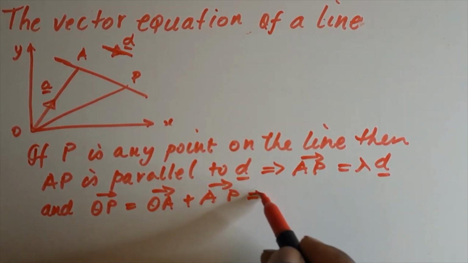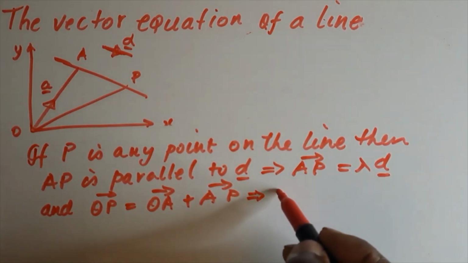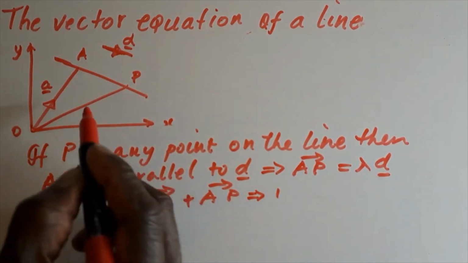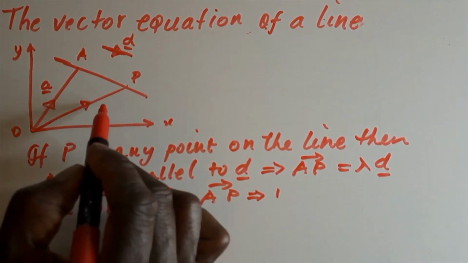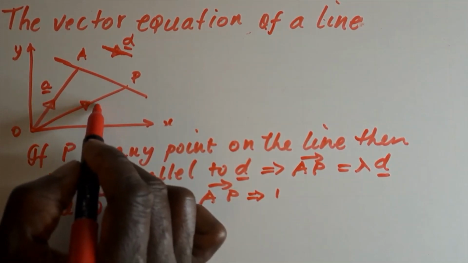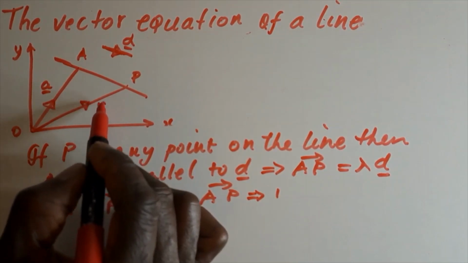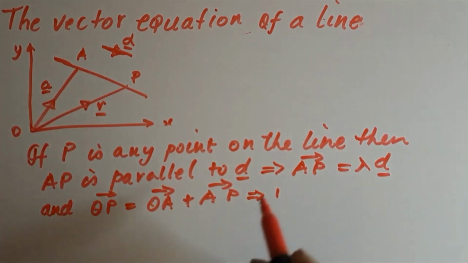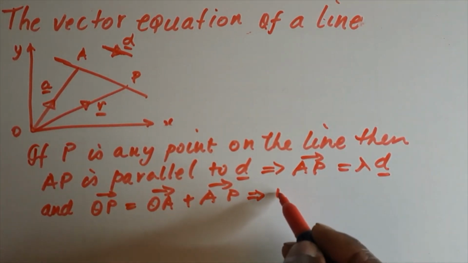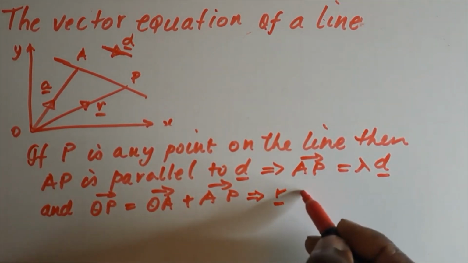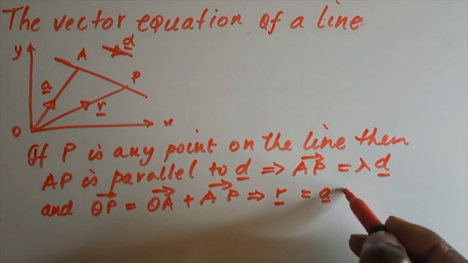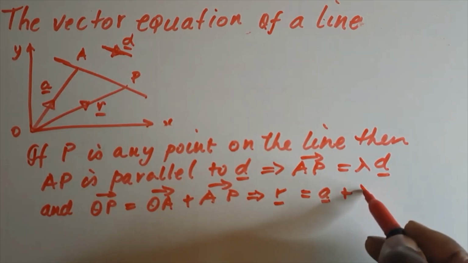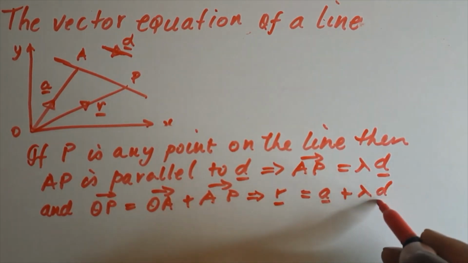Now this implies that, I forgot to add this, our position vector of the point P is R. So this now implies that R is equal to A added to lambda times D.